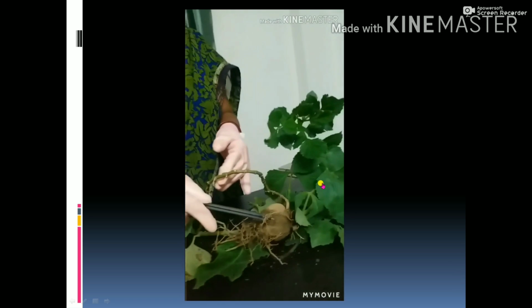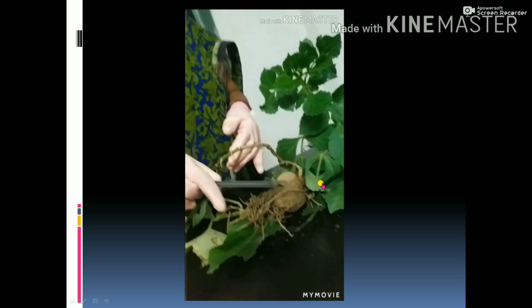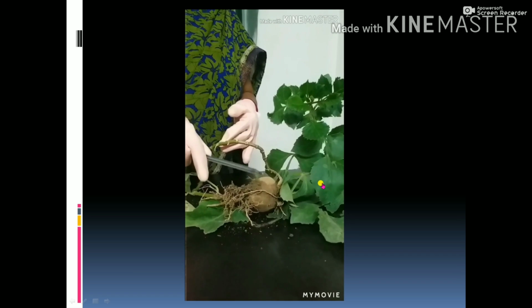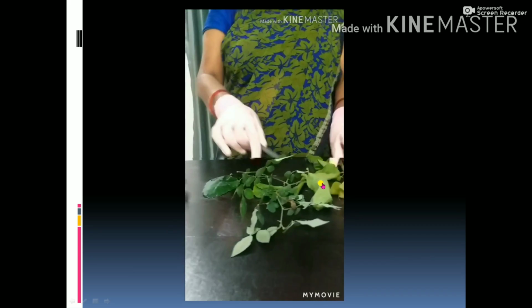Look here, your root is here. You see here, these are the root hairs and this is the main root. I am showing you because reproduction takes place through root also. So just now I will explain what are the main plants I have taken. So one by one you see that is reproduction.